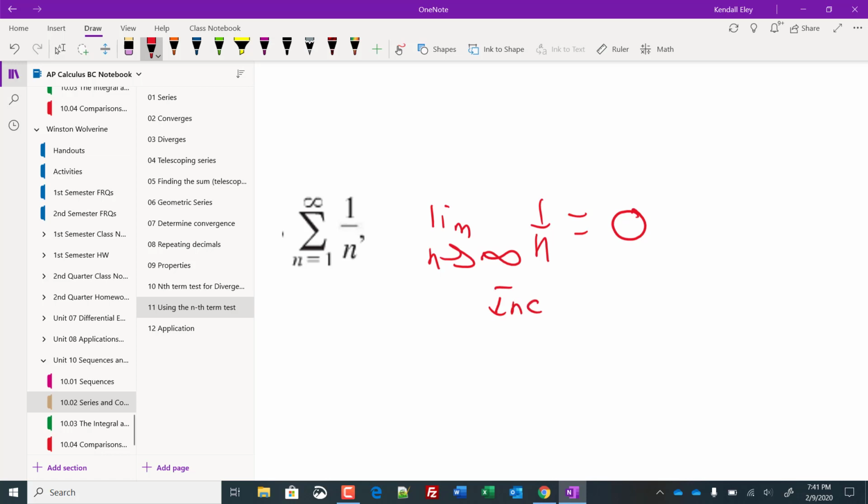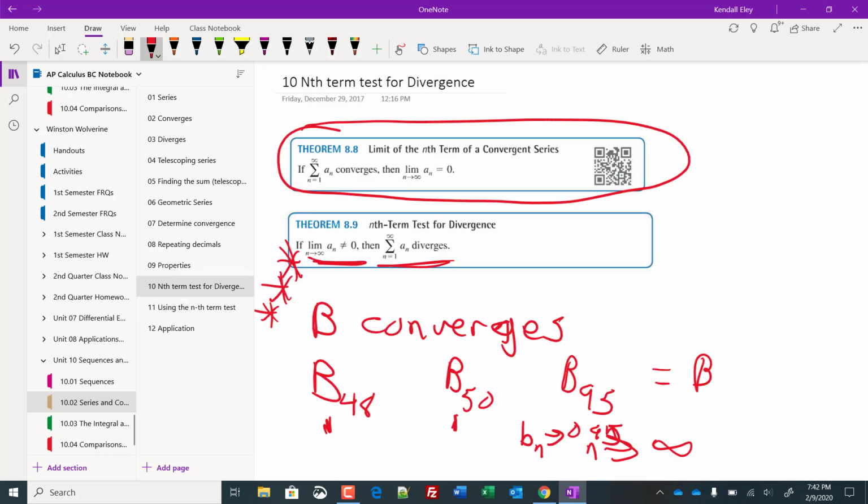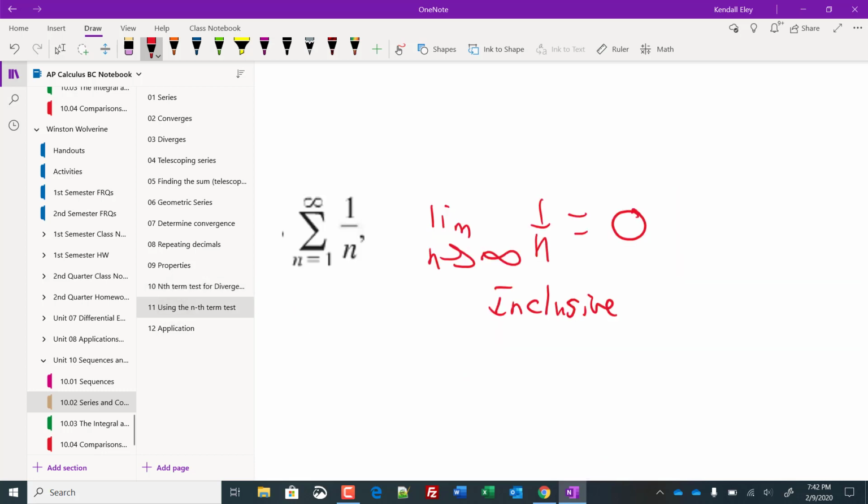That means it's inconclusive. And we will learn how to test something like this later on, because sometimes when the limit is 0, it will be a convergent series, but sometimes it will be a divergent series. Again, going back to what we said here, if the limit is not 0, then it diverges. We can't take the opposite of that, saying that if the limit is 0, it converges. It doesn't work that way. That's the only test that's like that, so you've just got to be very clear on what you're looking for.